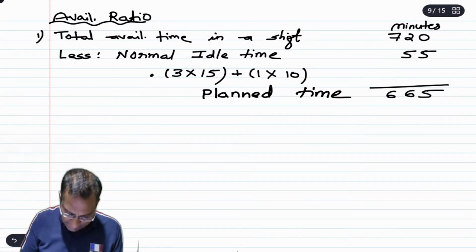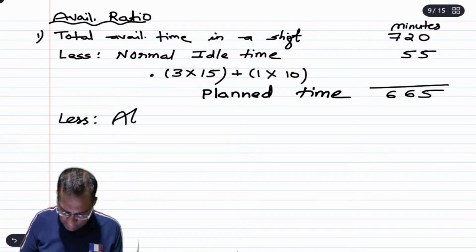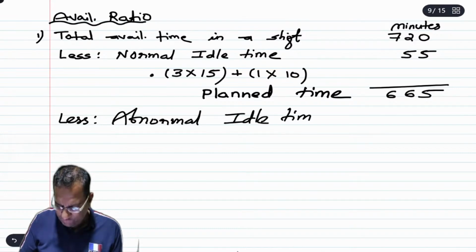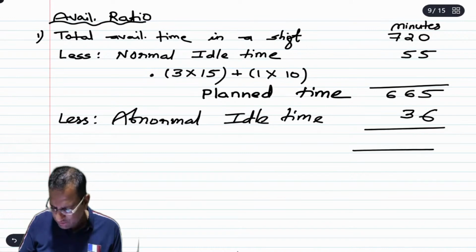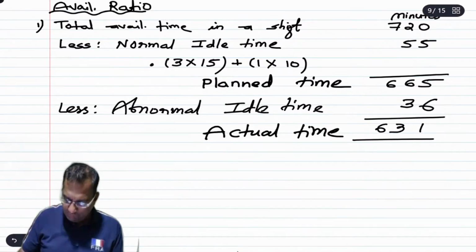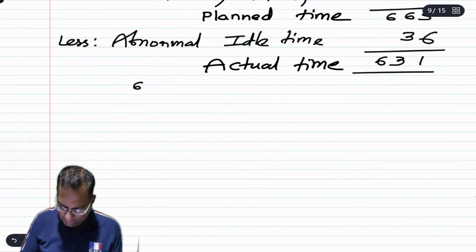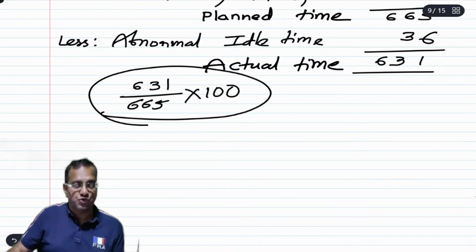Okay, now we have to deduct less abnormal idle time. Abnormal idle time is given in the last point. I think it's 36 minutes. So the actual time we have utilized is 631 minutes; we have actually worked. Actual time. Okay, beta. So the availability ratio is 631 divided by 665 into 100. Clear है? This is the availability ratio.